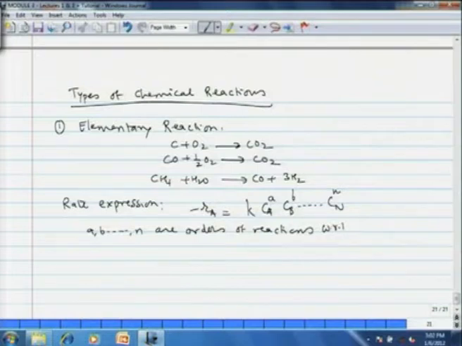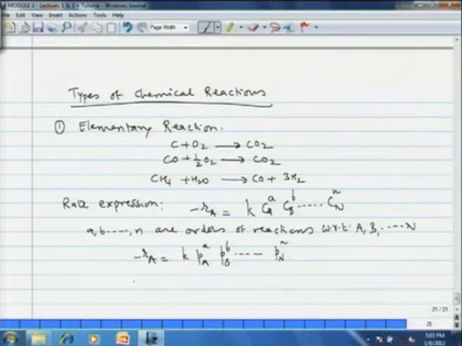with respect to A, B, and the species that are involved. If it is a gas phase reaction, then you can also write the rate expression in terms of partial pressures, Pa, where Pa is the partial pressure of A raised to a. The order remains the same, however. Pa raised to a, Pb raised to b, and Pn raised to n. So these are the simplest type of reactions.